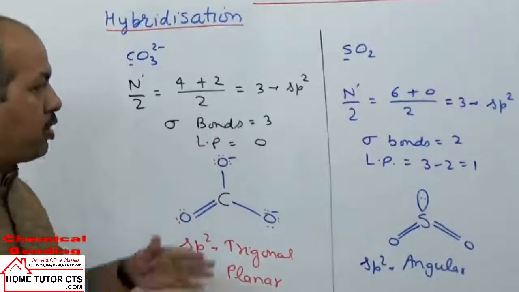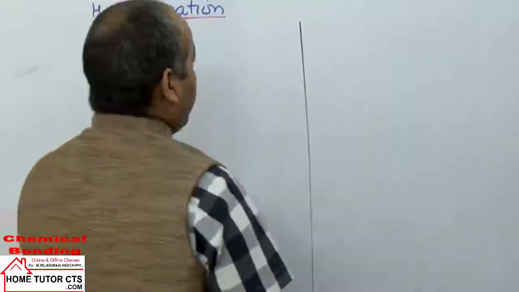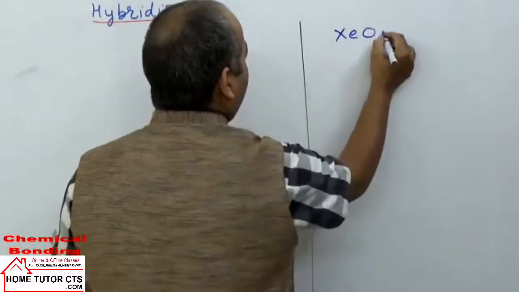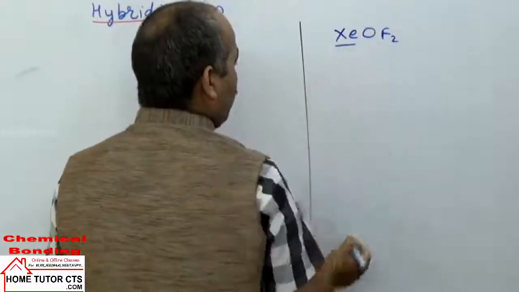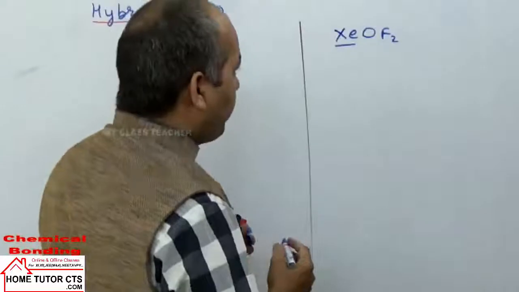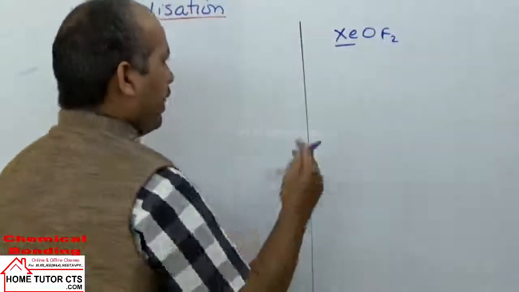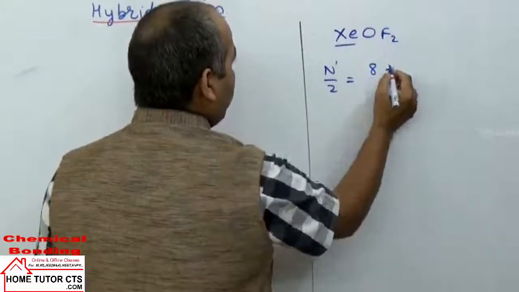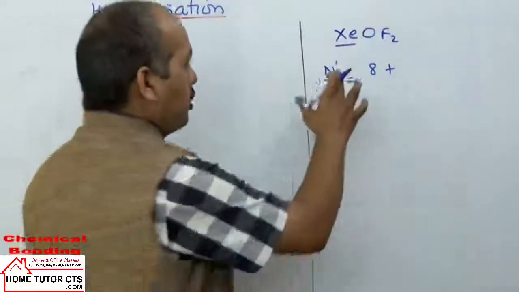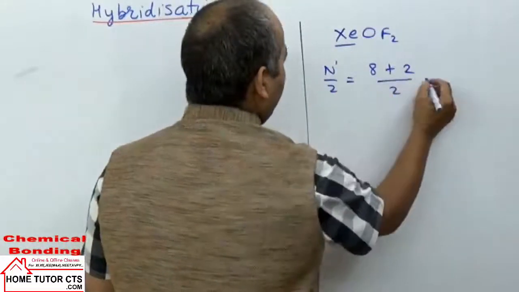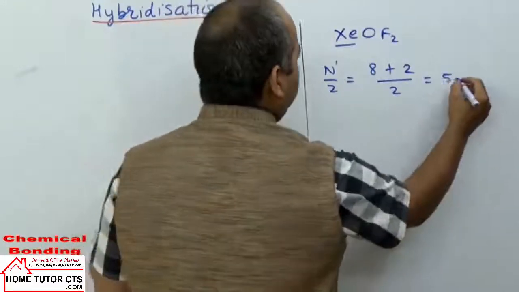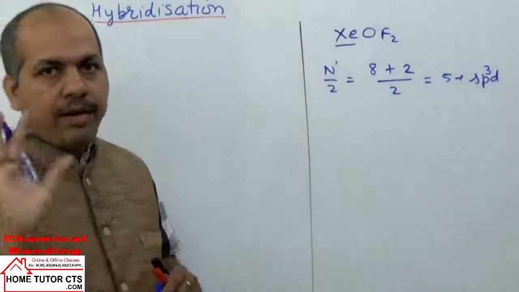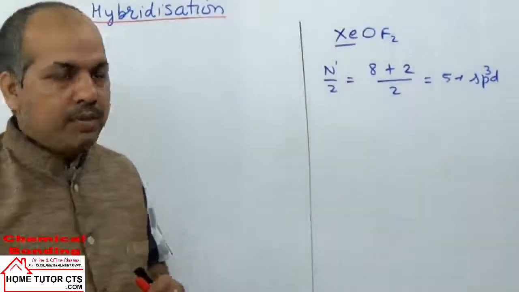Now let us take 2-3 more examples, then I will give you one question. The next example is XeOF2 molecule. Xenon is the central atom. Can you find the hybridization and geometry? Again, first find the value of n dash by 2. Xenon is a noble gas with 8 electrons in the outermost shell. Leave oxygen; we have 2 fluorine atoms, so by 2 that is 5. 5 means hybridization sp3d.